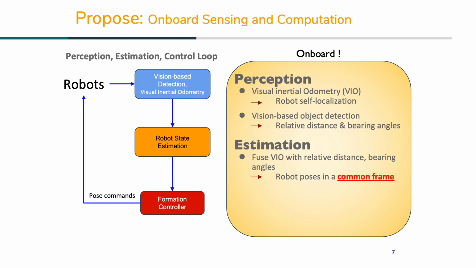The estimation module then fuses the VIO with the relative distance and bearing angles, giving the robot poses in a common frame. By doing this, the control can be either open loop or closed loop. More importantly, no external sensors are necessary. No GPS, no motion capture system is required here.